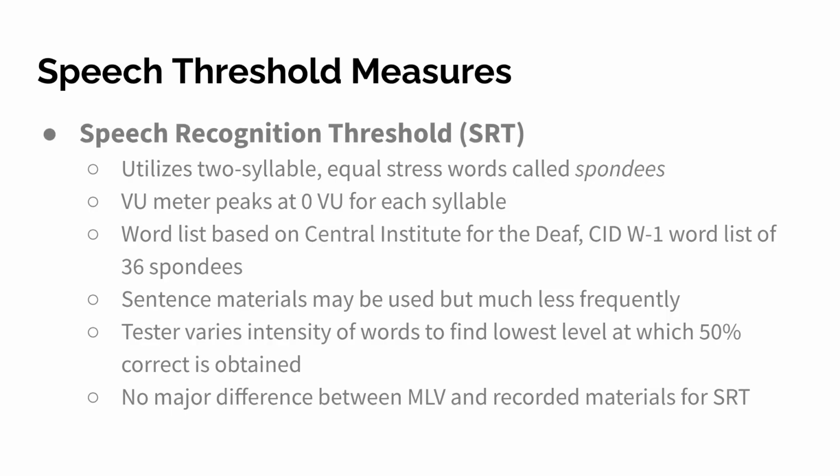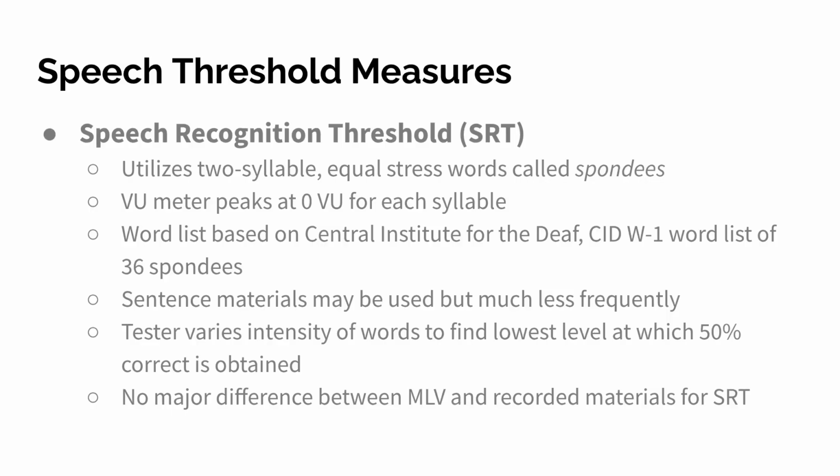The word lists are based on the CID W-1 word lists of 36 spondees. Those are sometimes narrowed down to a smaller word list for children or streamlined for adults. The sentence materials may be used, but far less frequently. I've never seen sentence materials used for speech recognition thresholds. It's primarily spondee words, other than pediatric variations where you might use body parts.